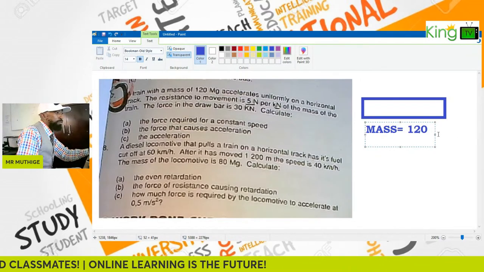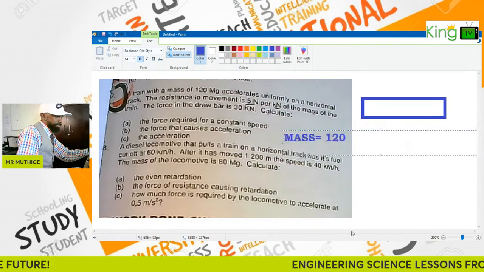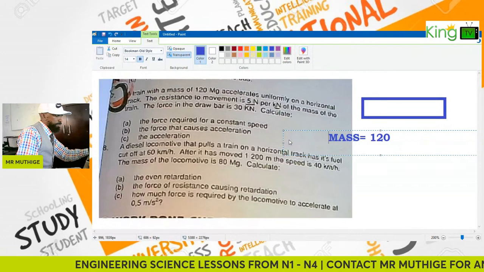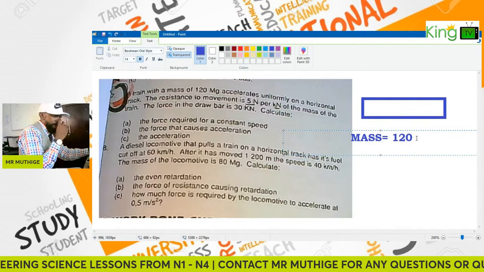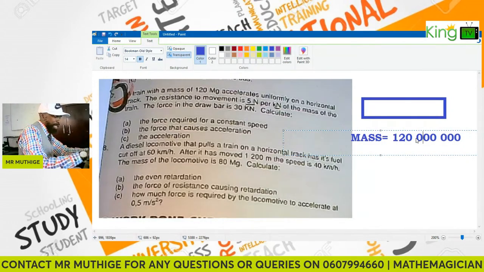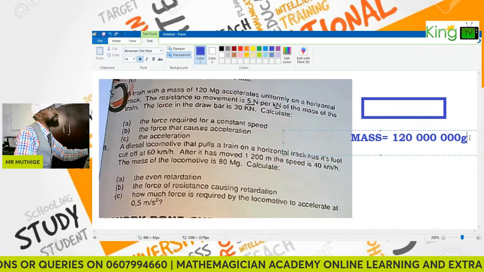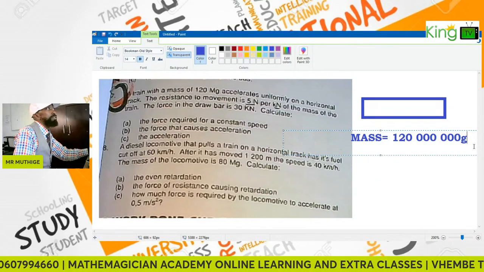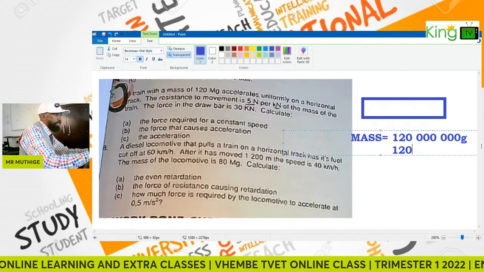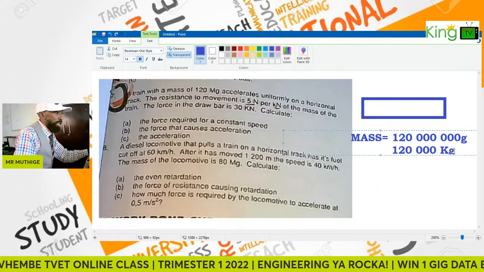120 megagram. Mega is 10 to the power 3. When you want to take this down to kgs, you divide by 1,000, and this becomes 120,000 kilograms.